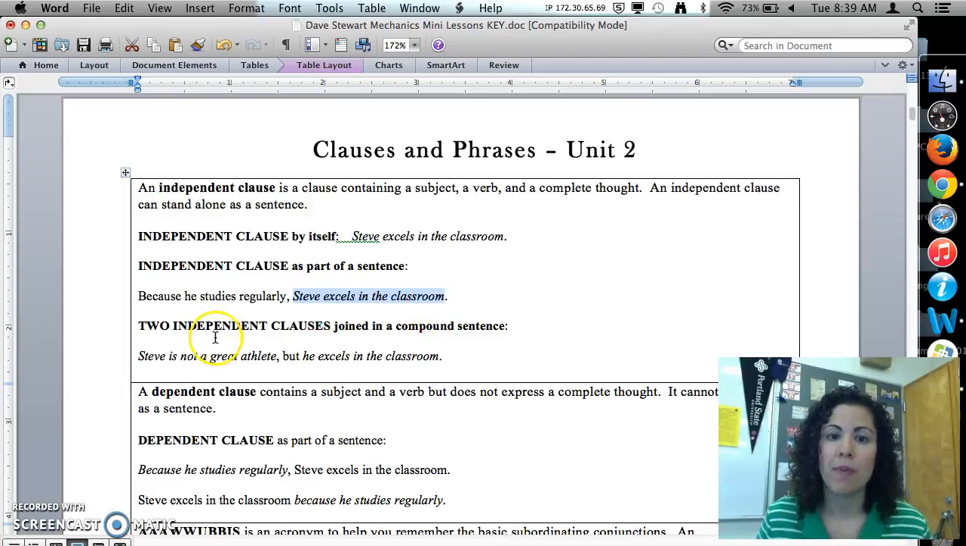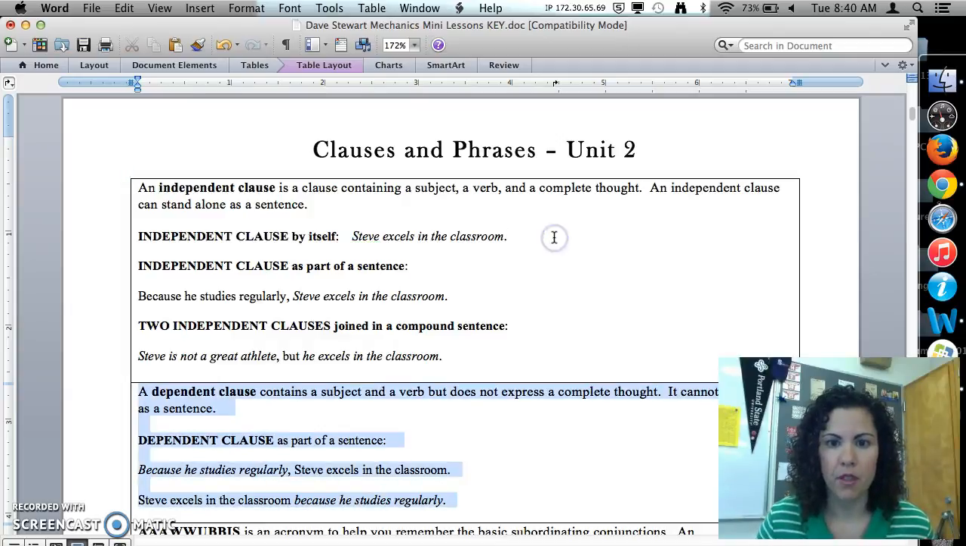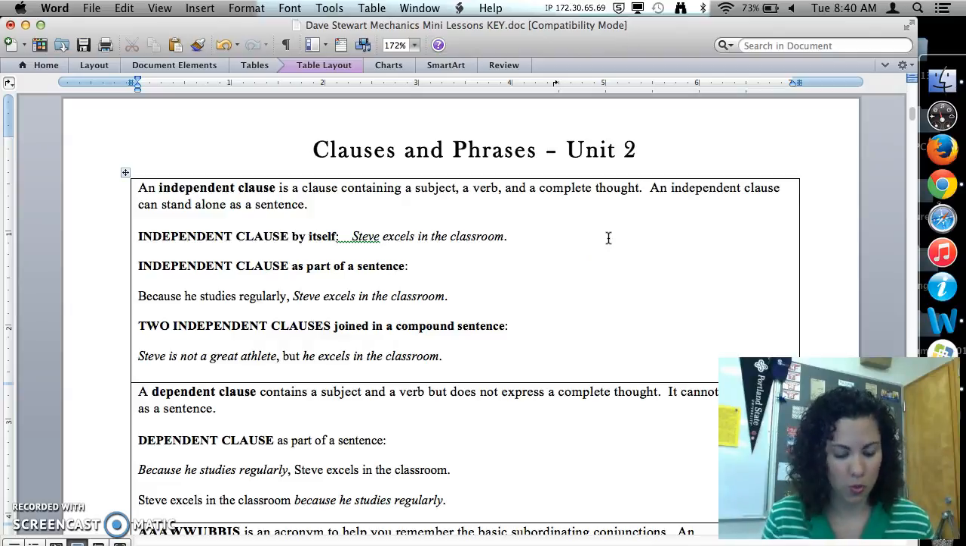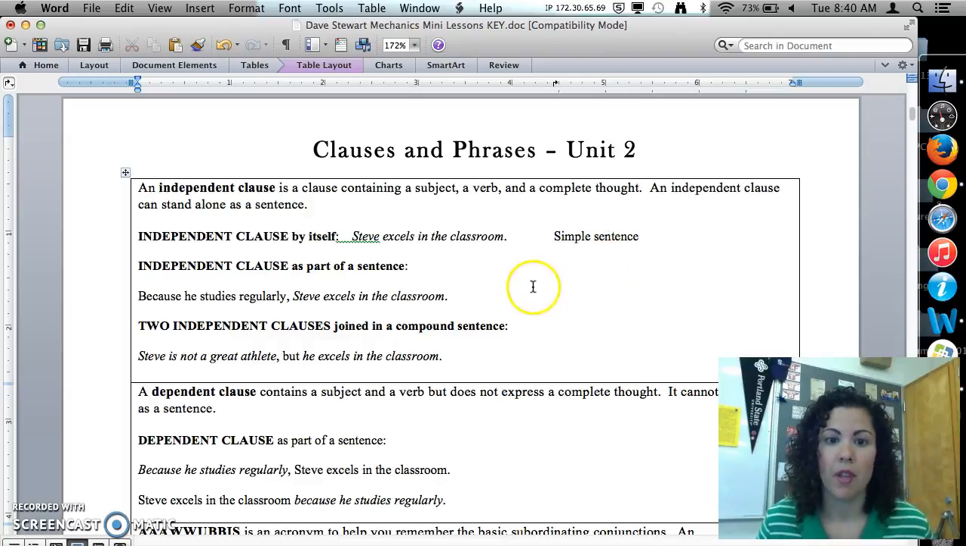Then we can join two independent clauses together to create a compound sentence: Steve is not a great athlete, comma, but he excels in the classroom. And here I want you to write down in the packet just a few things. You've seen this before in your other classes, I'm sure. This type of sentence, when it's just an independent clause and does not have any other clauses with it, is called a simple sentence. Simple doesn't mean it's wrong or small. It just means that it has one subject, one verb, one clause.